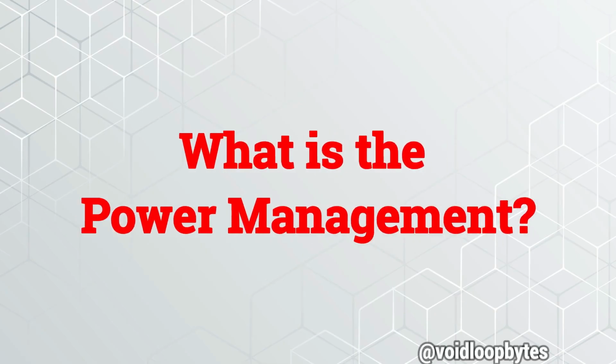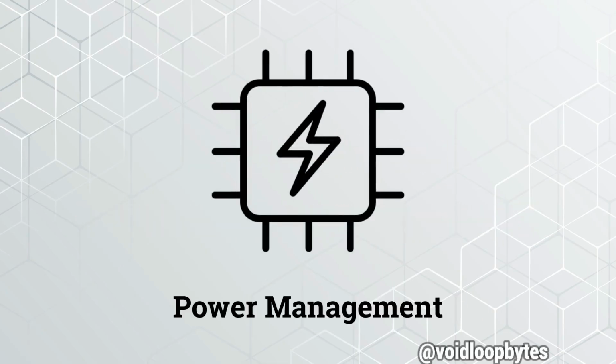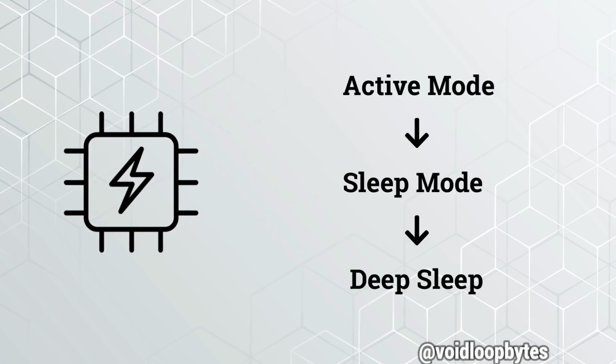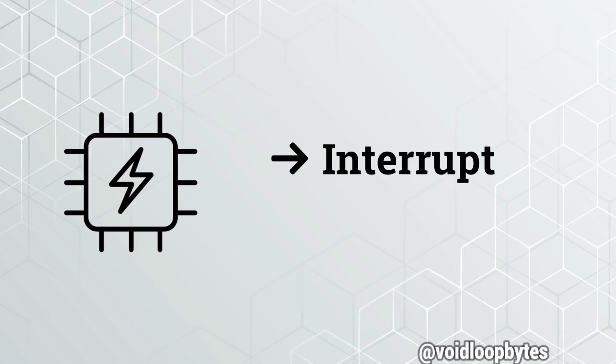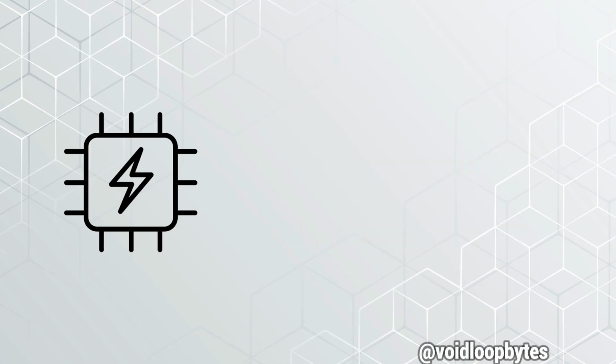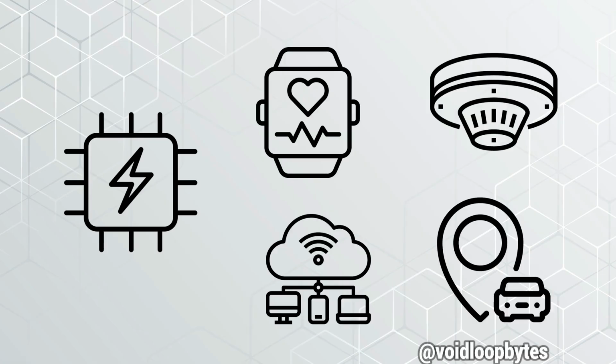What is power management? Power management is the part of the microcontroller that helps reduce power consumption and extend battery life. It controls how much power the microcontroller uses in different operating modes. For example, when your program has nothing to do, the microcontroller can enter sleep or deep sleep mode, dramatically reducing its power consumption. It wakes up only when an interrupt or timer event occurs, allowing battery-powered devices to run for months or even years. That's why efficient power management is essential in wearable devices, wireless sensors, and IoT applications.